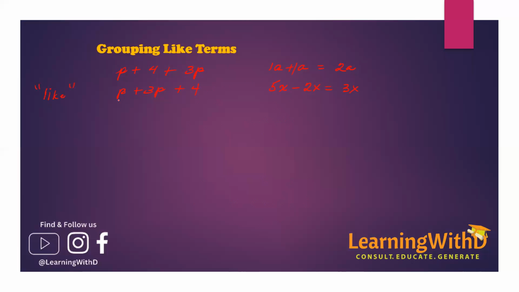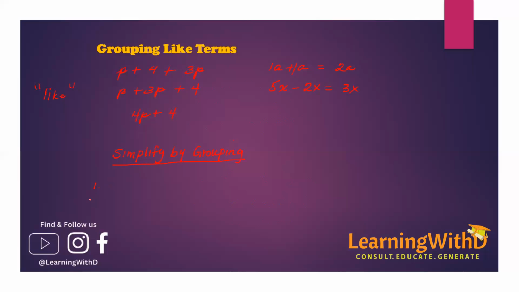Like terms. So now p plus 3p is really 1p plus 3p. So this is 4p plus 4. Now what I've done here is simplify by grouping. Simplify by grouping. In other words, those are the instructions you would get if you had such a problem to work, which you do know.